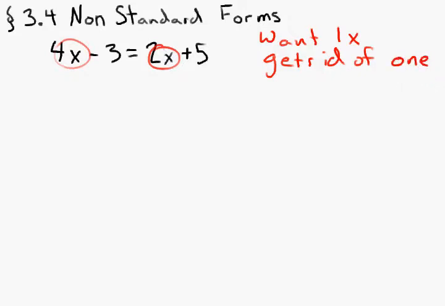Oh, I'm sorry, let's clean that up. Need to get rid of one of these guys. How are we going to do that? Well, I don't care what x is. If I have 2x and I take away 2x, I get 0. So over here, if I subtract 2x, I'll be left with 0 x's, and the right hand side of the equation will just be 5.